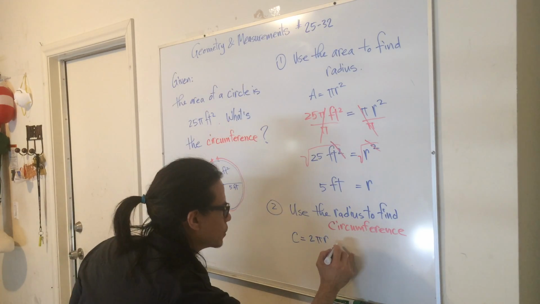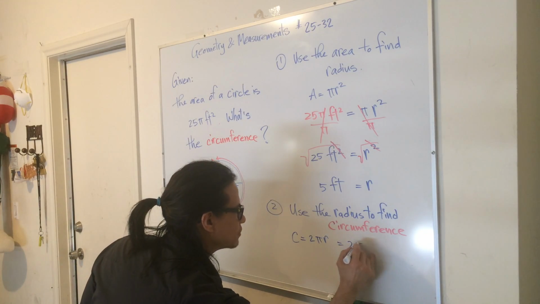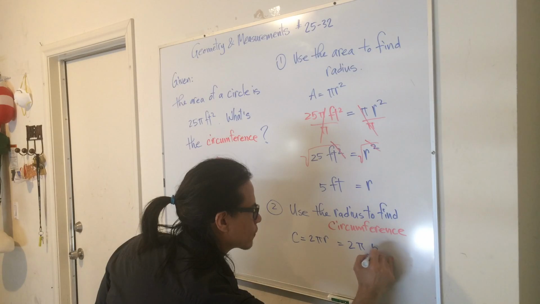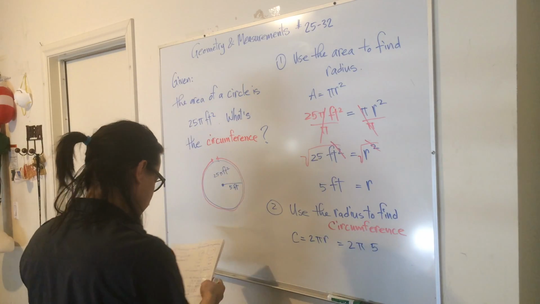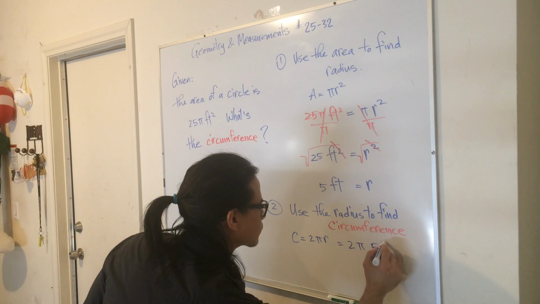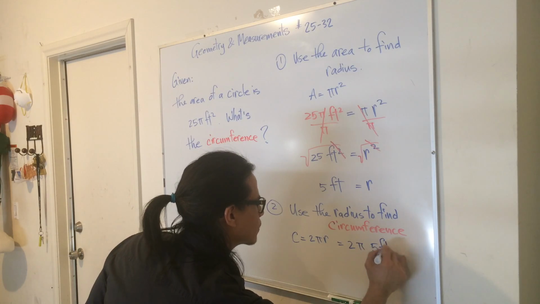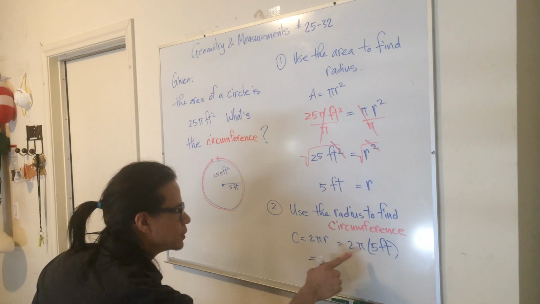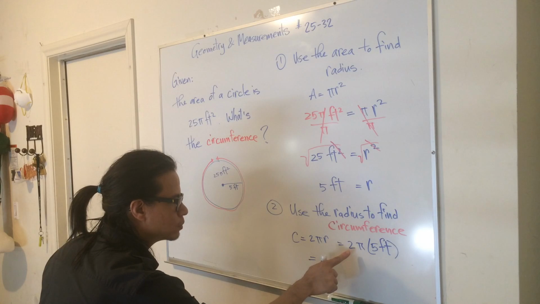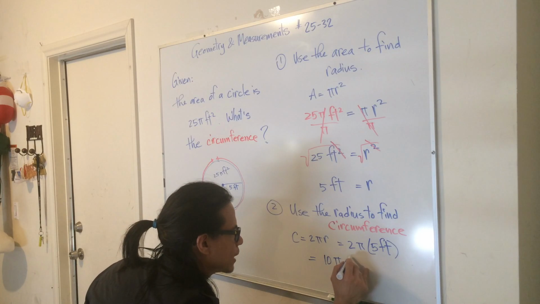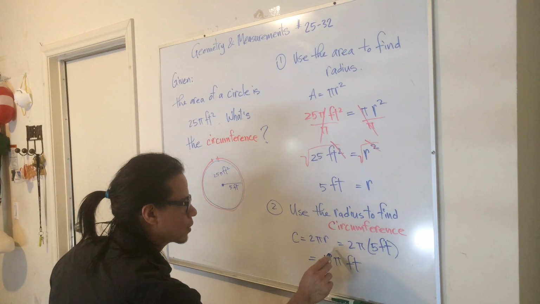So we'll end up with 2 times pi times 5 feet. So you can conclude here that ultimately our circumference is equal to, well, 2 times 5 is 10, and then you have your pi, and then bring down the feet here. Okay. So the circumference of our circle is 10 pi feet.